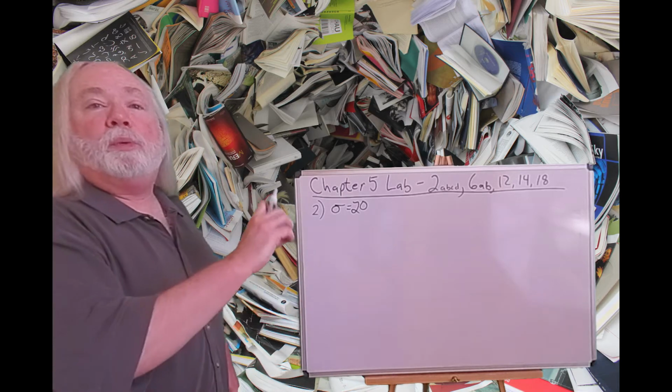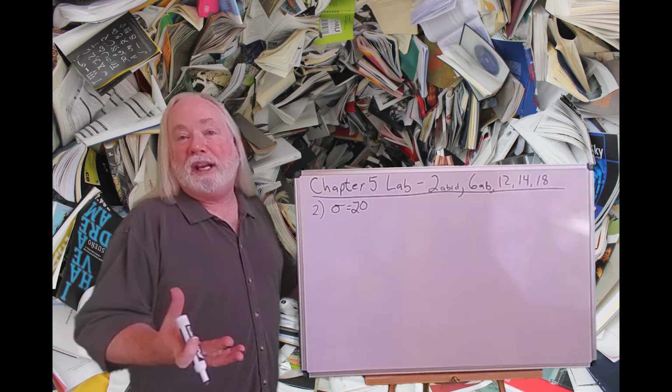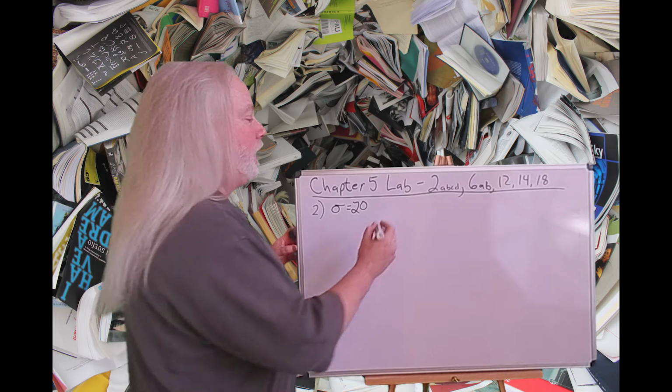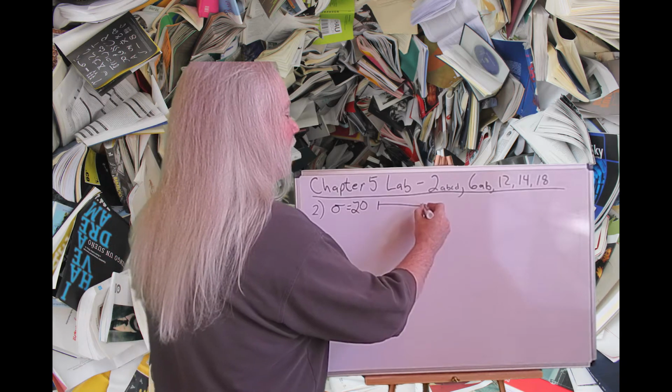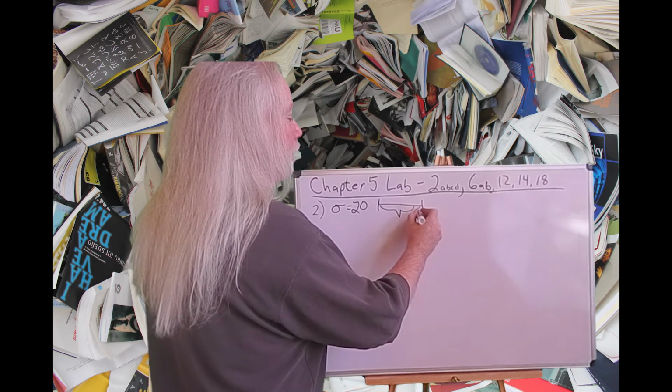We don't have a raw score. We don't have the mean. All we've got is the standard deviation. We don't have enough to compute any z-scores. But what we have is the power of logic. So we know that an entire standard deviation, again, is going to cover a total of 20 points.